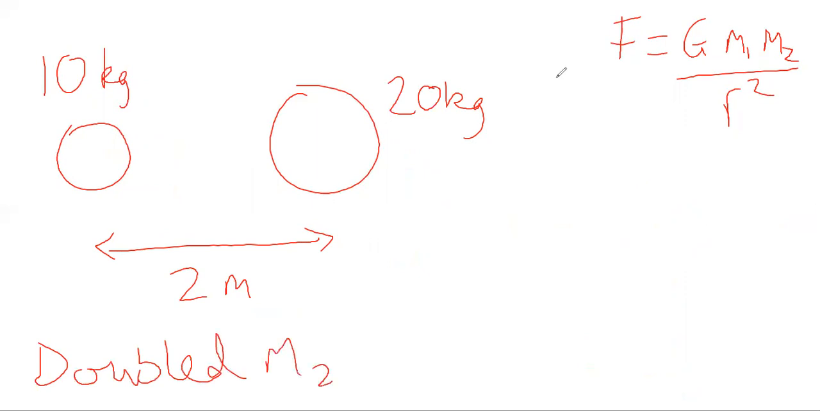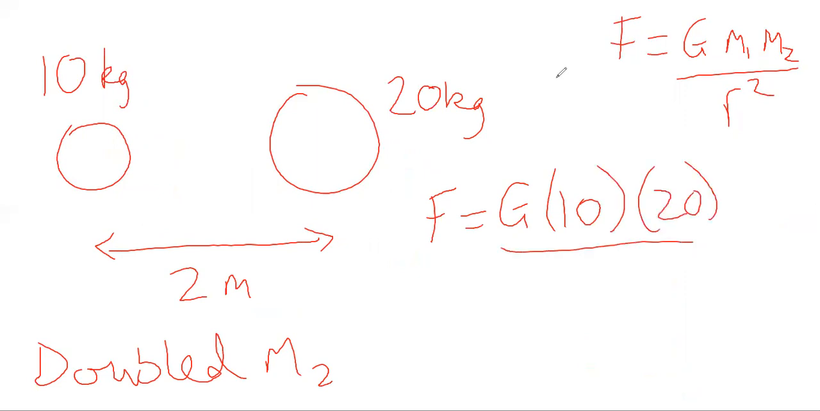Doubled mass 2. So then we would get whatever we got before. We still got G, we still got 10 for our M1, but now we've got 20 for our M2, and our distance is the same, so it's still all divided by 4. So what's changed? Well, now we'd get G times 200 over 4. That's twice as big as before. Last time we had 100 divided by 4. So by doubling one of the masses, M2, we've doubled the force.